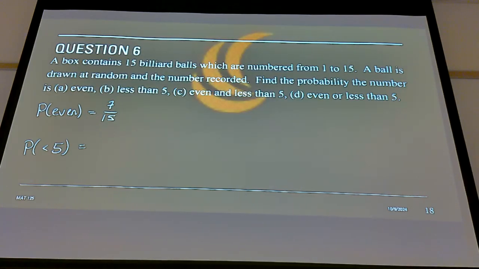What's the probability of drawing a ball that's less than 5? 4 in 15.